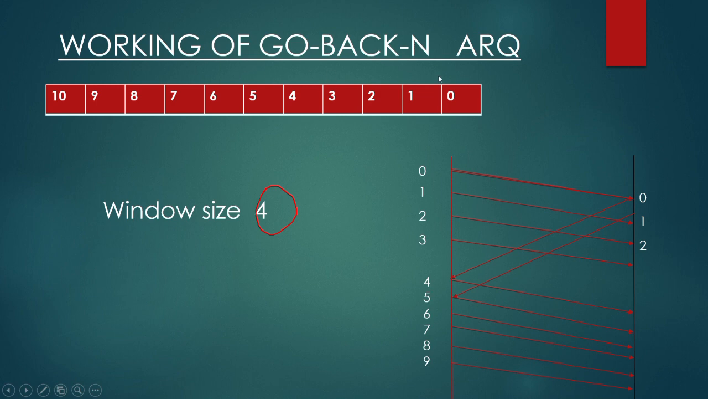Working of go back N ARQ. Let us consider sequential frames, that is 0, 1, 2, 3, 4, 5, 6, 7, 8, 9, 10. Now let us consider the window size as 4. Now the frames 0, 1, 2, 3 are transmitted from transmitter to receiver. Then 0 and 1 are acknowledged. After this, the next frames are sent.